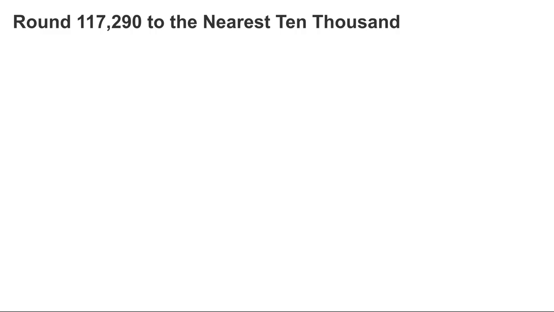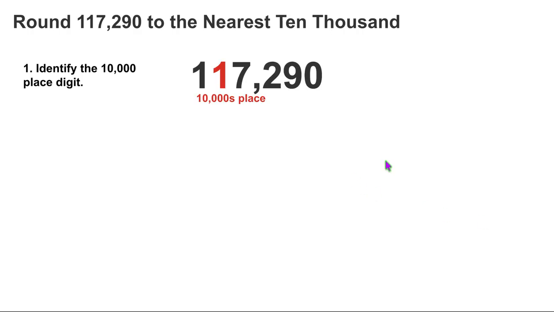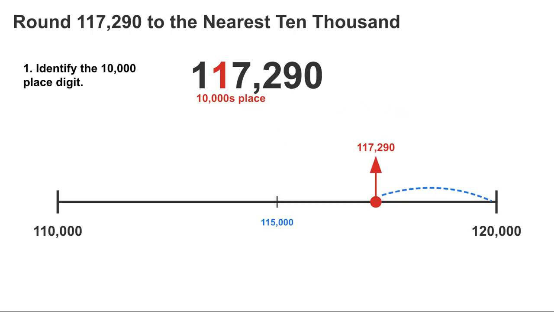So if we're rounding to the nearest 10,000, you would identify the 10,000s place, which is the 1. And then if you were to look at it as a number line, 17,000 falls between 10,000 and 20,000. So if you're looking at your number, the halfway is 115,000. 117,000 definitely falls in the 5 or more, so this is why you would raise the score. So that 10,000 spot would round up to 20,000.